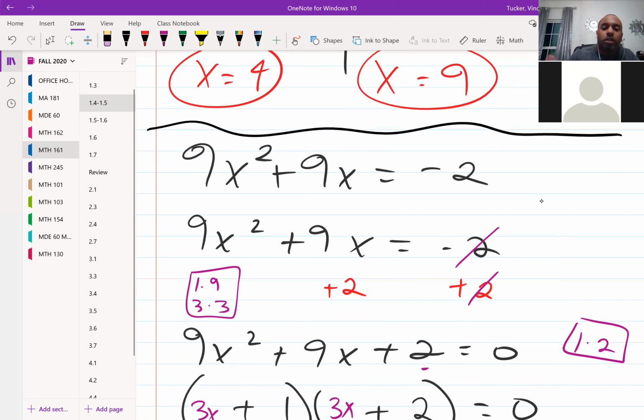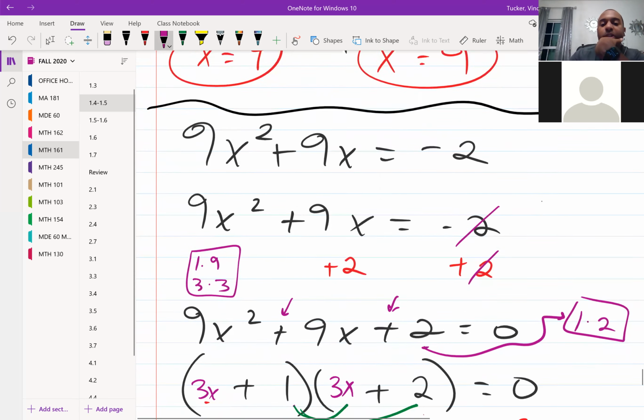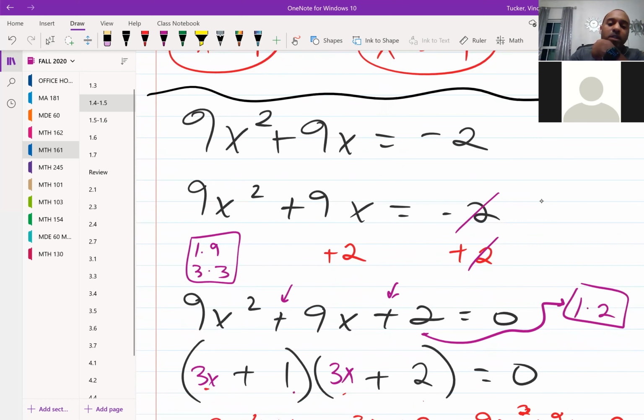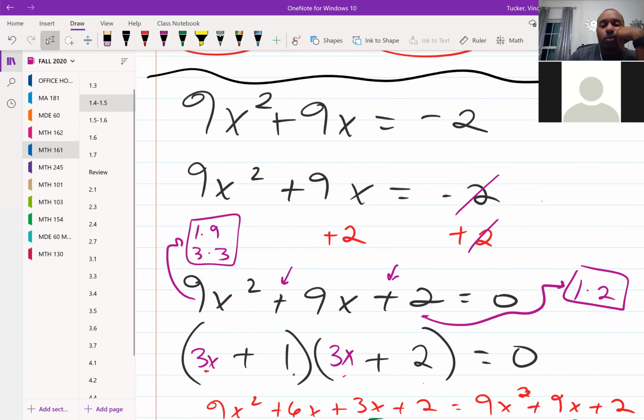And once again, we have a plus sign in the back. So that means both of our signs should be the same. And then this plus sign in the front lets us know that both of them should be positive. So now when I look at my factors of 2, the only choice I have is 1 times 2, so that's what goes in the back. And then as far as 9 is concerned, we have 1 times 9 and 3 times 3. So I chose 3x and 3x to give me my 9x squared.